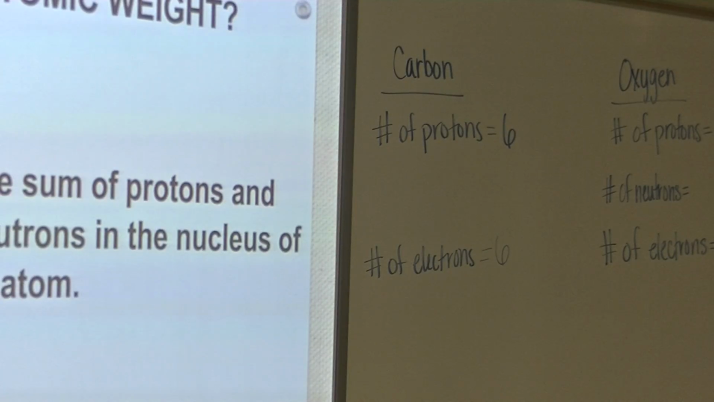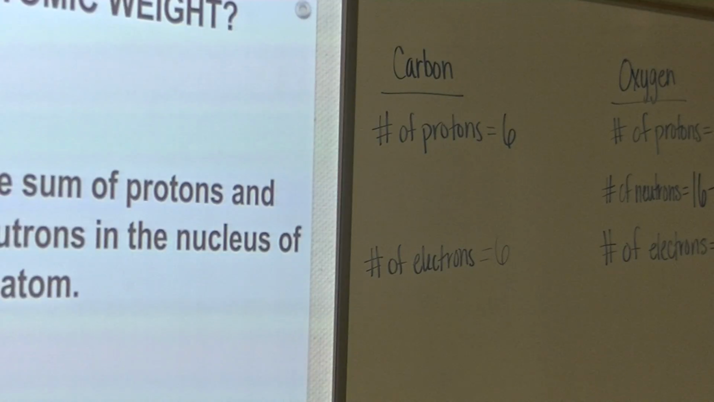So we're going to round that to the nearest whole number. So what's the nearest whole number to 15.9994? 16, right? So we're going to take the atomic mass, which is 16, and we are going to subtract the atomic number, or the number of protons, right? So we're going to do 16 minus 8, which is 8.